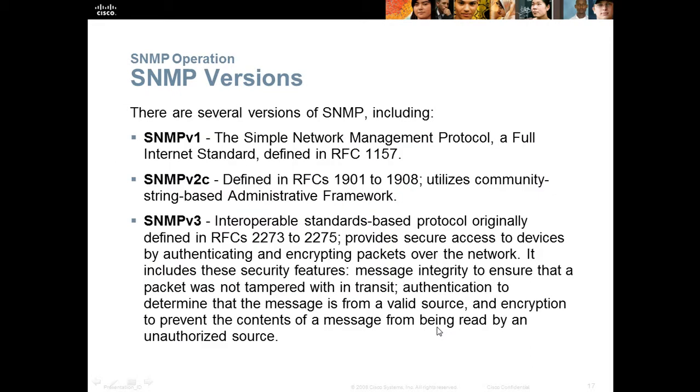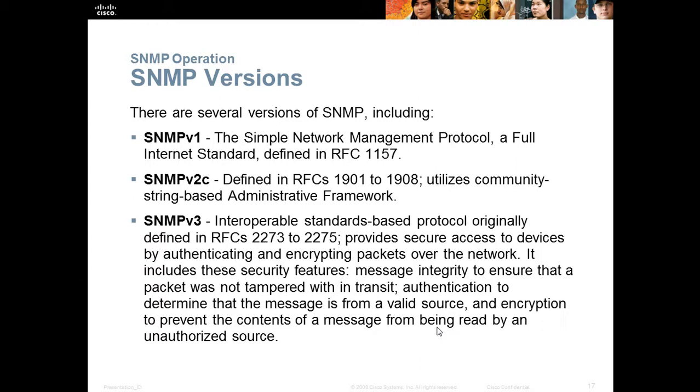The different versions of SNMP. SNMP version 1 is the Simple Network Management Protocol, defined in RFC 1157, a full internet standard. SNMP version 2c is defined in Requests for Comments 1901 to 1908. It utilizes a community string based administrative framework.